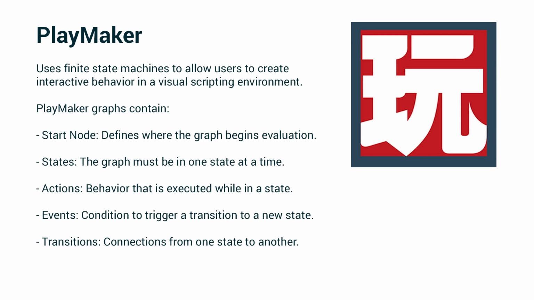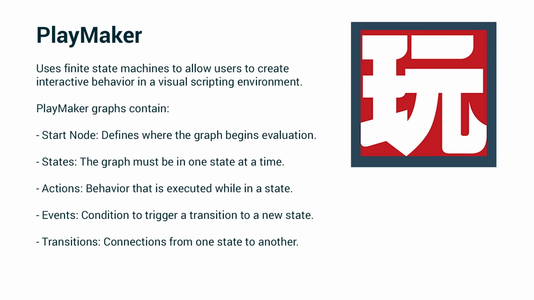Actions are the behavior that's executed while in a state. So in PlayMaker, we would have, for example, a check if the player is in front of you using a raycast action, right? And we would do that while we're in the patrol state. Events are conditions to trigger a transition to a new state. And transitions are connections from one state to another.